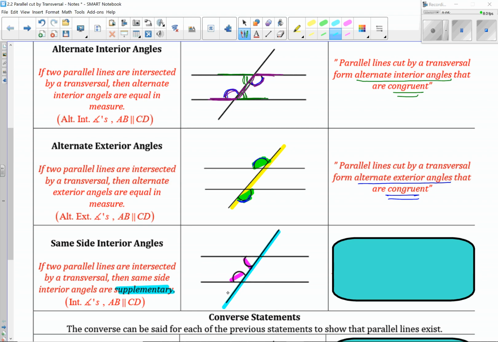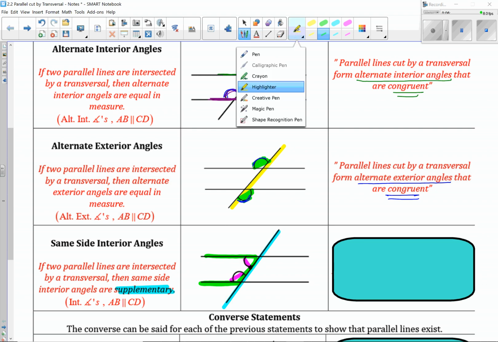So here's my transversal. I kind of like to make a little shape like this. This shows you that both of those angles are inside. They're on the same side of the transversal, and they're both in between the parallel lines. So they're not going to be equal to each other. In fact, the only chance of them being equal is if they were both 90 degrees.